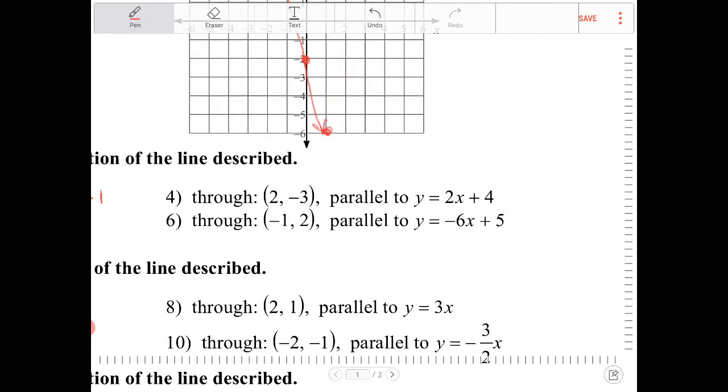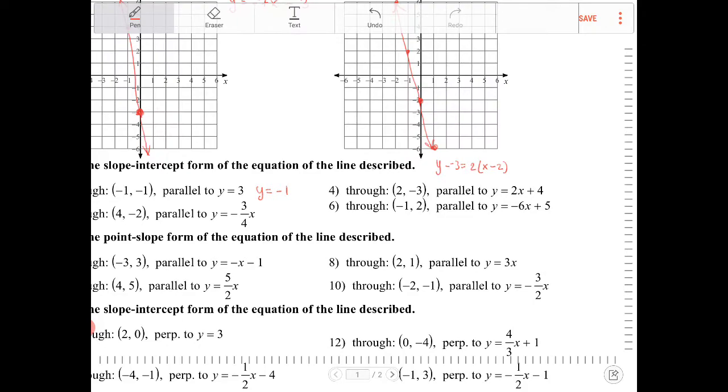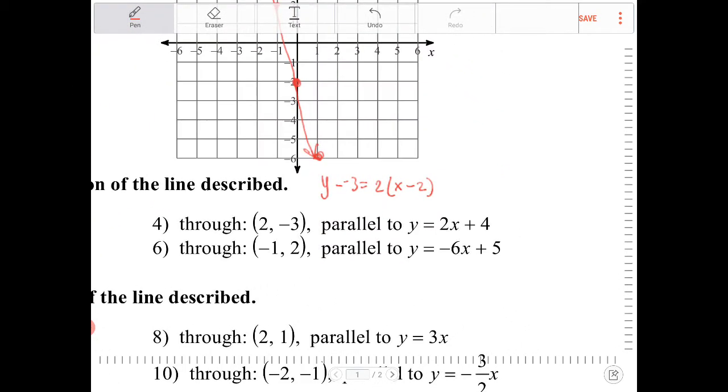Okay, so a line passing through (2, negative 3) while parallel to this given line here, notice that the slope here is 2. So all I've got to do is just write this in point-slope form. So y minus negative 3 is equal to 2 times x minus 2. The instruction here says to write it in slope-intercept form, so that's what I will do. So this will become y is equal to 2x.